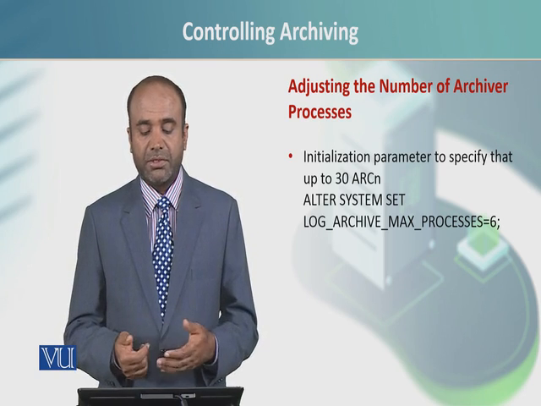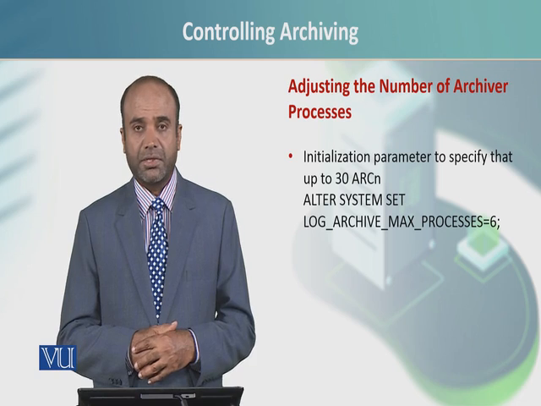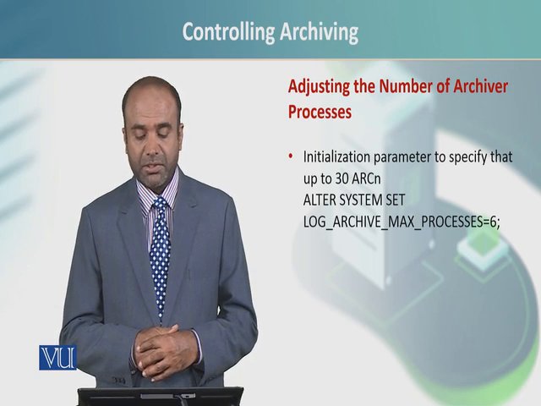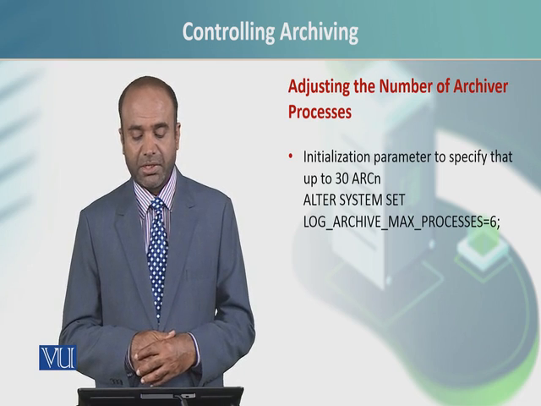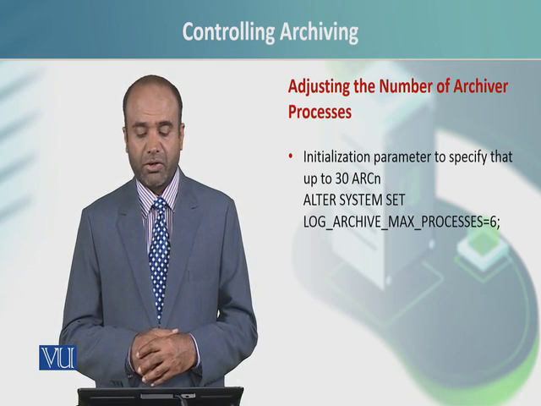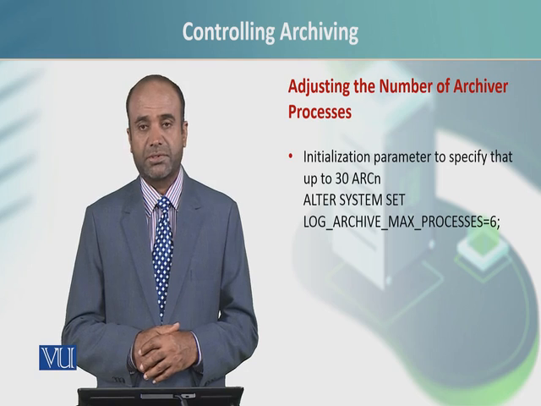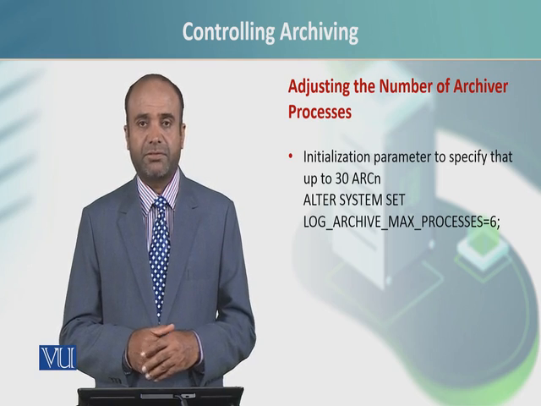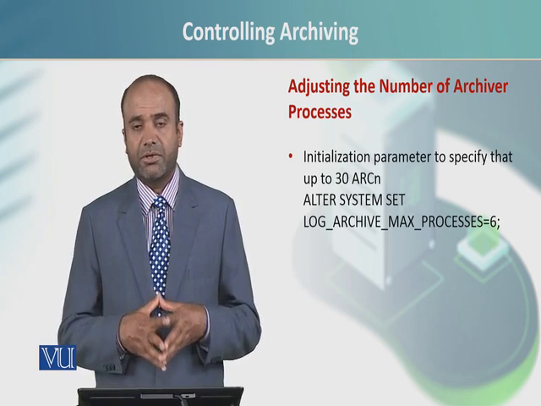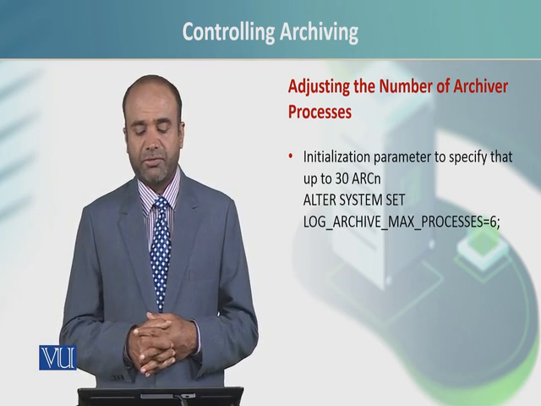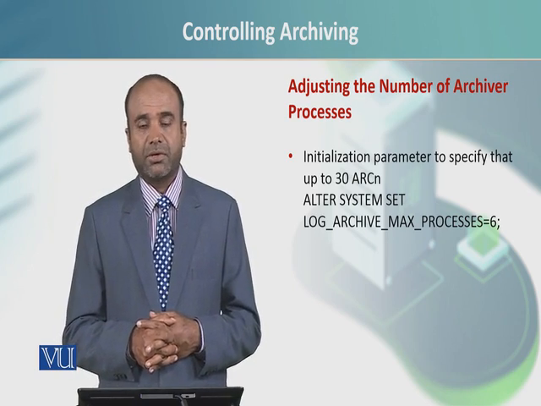So we need to run this command in this particular case. Up to 30 ARCn processes can be managed. So alter system set log_archive_max_processes equal to 6. For example, we can say 7 or something like this. In this particular case, the maximum number of archiver processes is going to be 30.